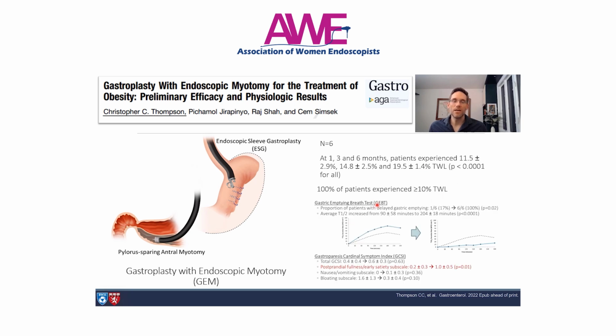And you can see here the gastric emptying breath test, half-life went from 90 minutes to 204 minutes, confirming a significant delay in emptying. And the GCSI scores were quite surprising. There was no worsening or really any nausea, vomiting, bloating. It was only the postprandial fullness and early satiety subscale that changed, and that was favorable.